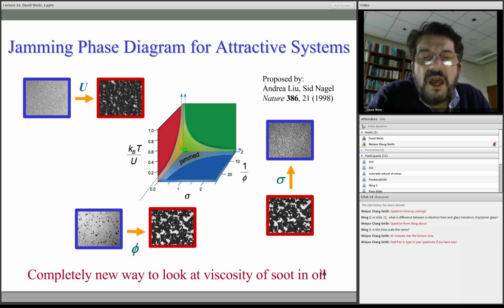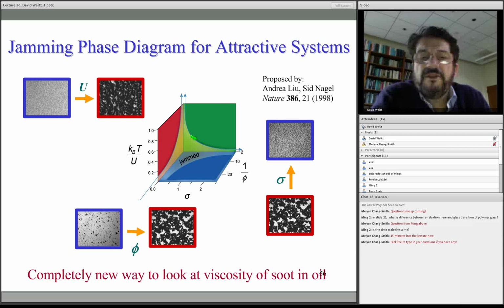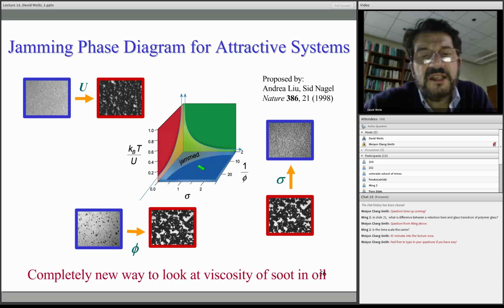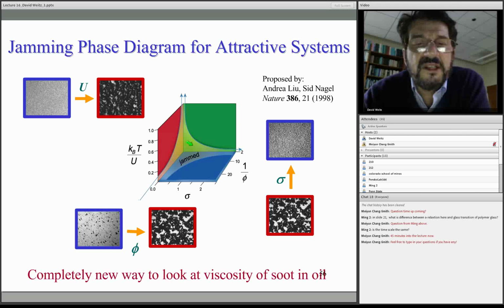This is a proposal by Andrew Liu and Sid Nagel about how glasses behave. They were thinking about more traditional materials where there's a repulsive interaction between molecules, but in fact, if you look carefully at their proposal, you would also see the same behavior in attractive interactions. And this is just an example of an attractive interaction leading to a system that is jammed, is solid-like non-equilibrium behavior in this lower quadrant.